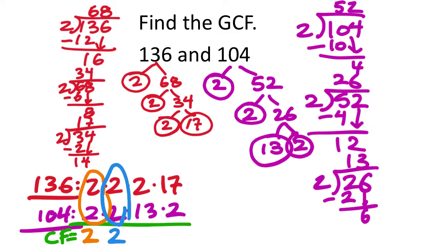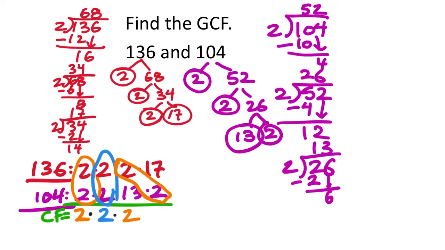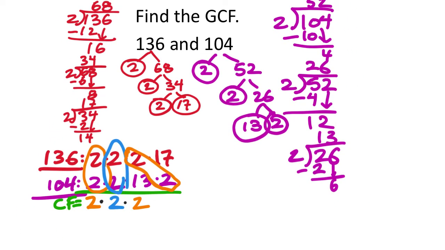And then, yep, we got 2's, even though they're not right directly above and below each other. That's okay, they don't have to be, but there's another 2 that's in common. Now, we do have the 13 and 17, but they are not common factors, so we can't include those in our list. So now that we have our common factors, we can go into our greatest common factor, which is 2 times 2 is 4, times 2 is 8. So our greatest common factor is 8.